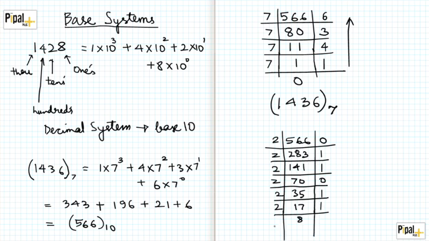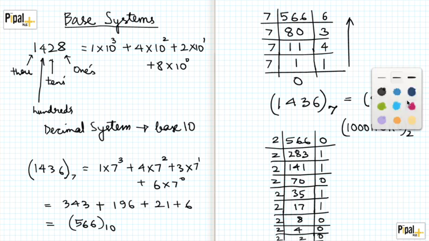Then 2 4 and no remainder. Then you have 2 2 and no remainder, and finally you have 2 1 and no remainder, right? And you have 2 0 and 1 remainder. So let's start counting from here. So the number 1 0 0 0 1 1 0 1 1 0 to the base 2 is the binary representation of the number 1436 to the base 7, which is equal to 566 in decimal.